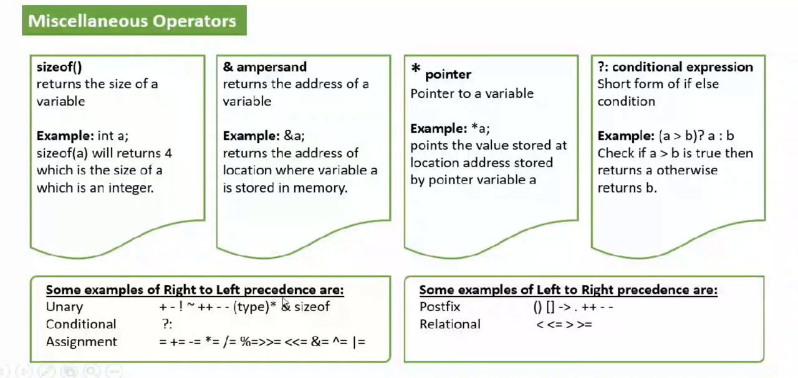Right to left precedence means that if these are used in a statement, they will be executed from right to left. So sizeof will be of higher priority, then ampersand, then pointer, then minus minus, then plus plus, complement, not, minus, plus. Similarly, conditional, then assignment. All these operators will be operated with right to left precedence. That means the rightmost will be of high priority.